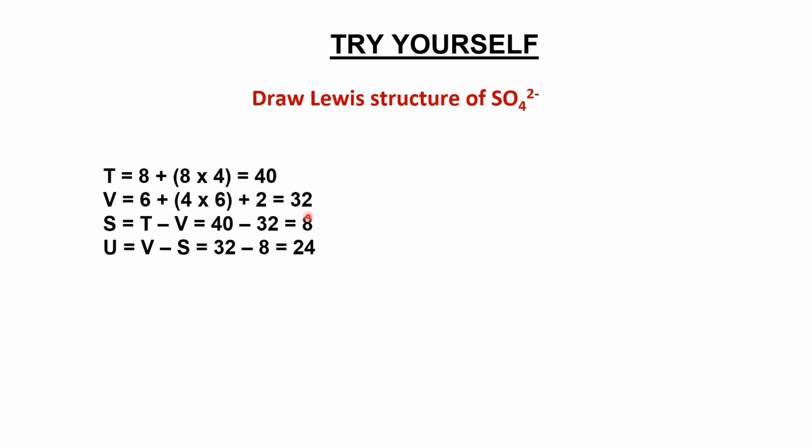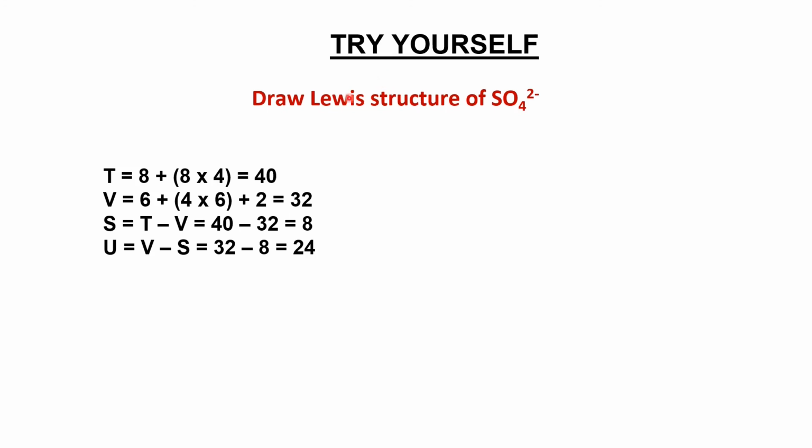Then capital V value would be 6 valence electrons for sulfur plus 4 into 6 valence electrons for oxygen also, plus 2 because of the 2 negative charge, so it will be 32. Capital S value would be T minus V, which is 40 minus 32 gives 8, and the value of capital U would be V minus S, that would be 32 minus 8, and the value would be 24.